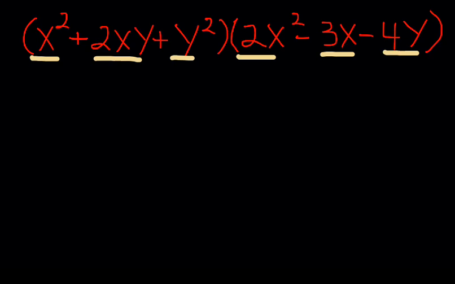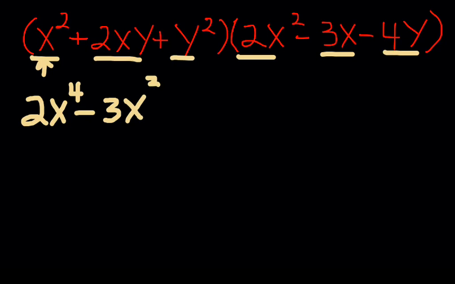We'll start here with x squared and we're going to multiply that times 2x squared. So that's 2x, add the exponents, to the fourth. And then x squared times negative 3x is negative 3x to the third. And then x squared times negative 4y is negative 4x squared y. Notice there wasn't really anything I could put together there. I just wrote all the variables down.